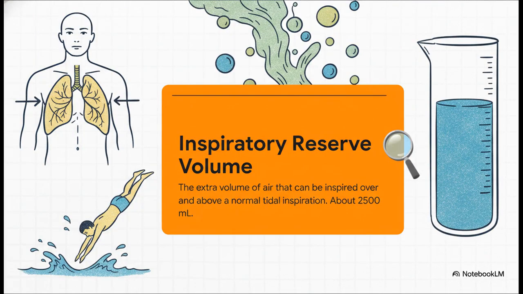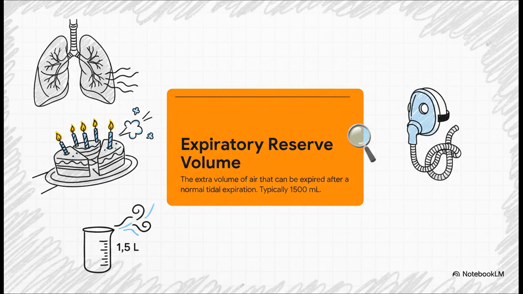All right, next up, we have the inspiratory reserve volume. So after you take a normal breath in, this is all that extra air you can forcefully suck in on top of it. You know, that giant deep breath you take before jumping into a pool? That's your IRV. And it's a huge amount. We're talking around 2.5 liters. So on the flip side of that, you've got the expiratory reserve volume. After a normal, quiet breath out, this is the extra air you can forcefully squeeze out of your lungs. Think about blowing out every single candle on a birthday cake. That's your ERV. And it's typically around 1.5 liters.